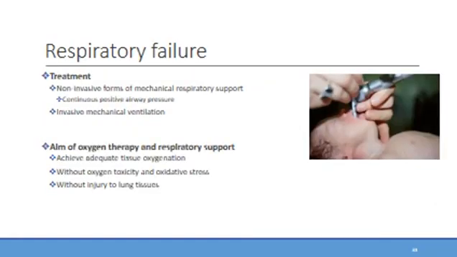When managing a neonate with respiratory failure, one can consider oxygen therapy through non-invasive means, such as nasal prongs, or administer continuous positive airway pressure. However, if the baby is in severe failure, invasive mechanical ventilation may be required. The whole aim of oxygen therapy and supporting of the baby's respiratory system is to achieve adequate tissue oxygenation without causing excessive oxygen toxicity and oxidative stress. And obviously you want to limit the amount of injury done to the lung tissues, especially when you have to support the baby with invasive means.